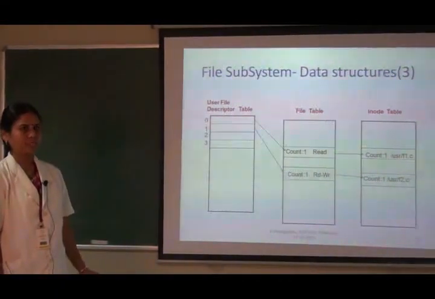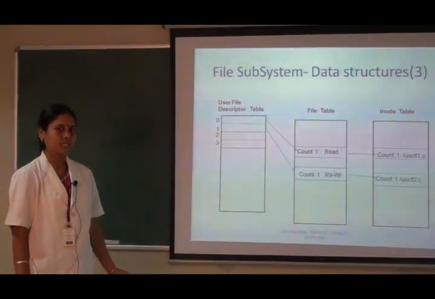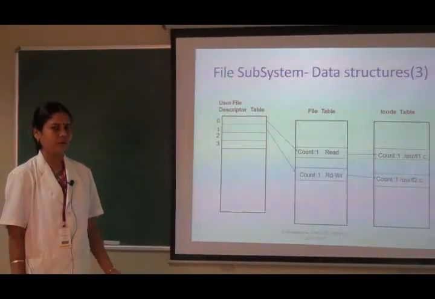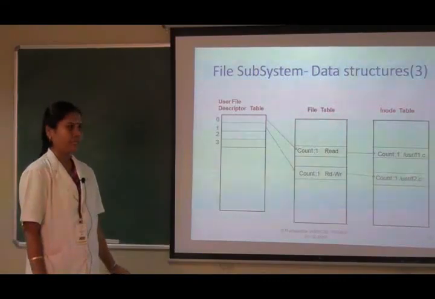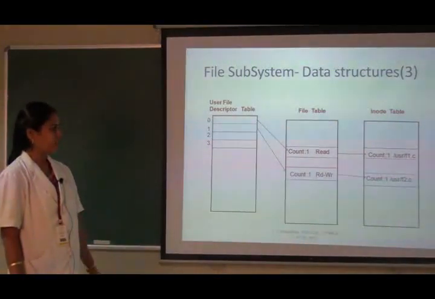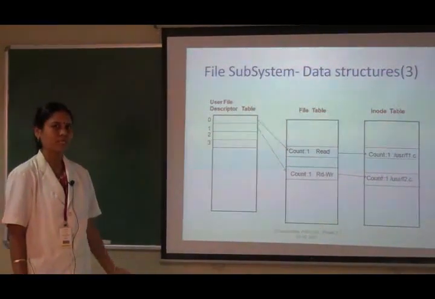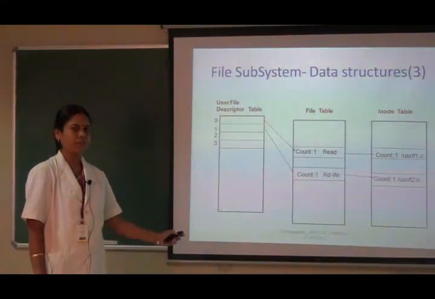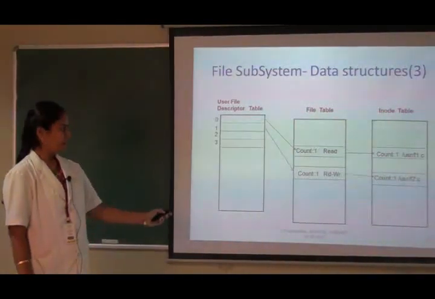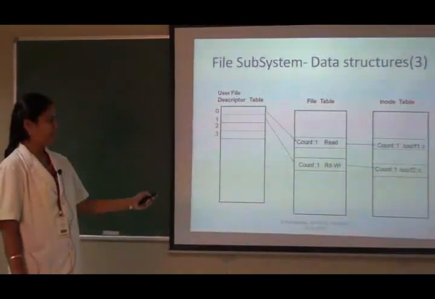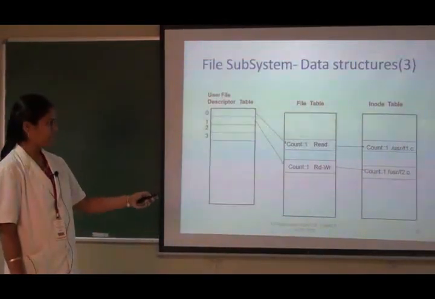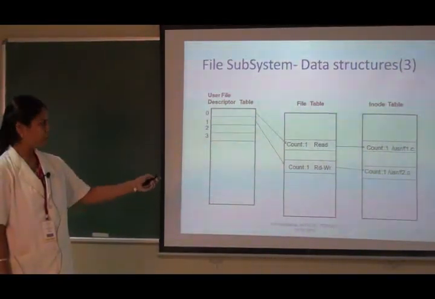When the open system call is given, the kernel will search for f1.c in the directory, and it gets the inode. If f1.c is available, it allocates an entry in the inode table. So /user/f1.c is added, and then the reference count is added. One process is using this file, so the count will be 1. Then one more entry is created in the file table for the same file. In the file table, we give the count value and the access permissions. The access permission for file 1 is read, so that is marked here.